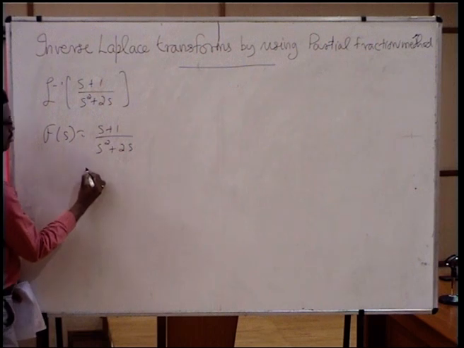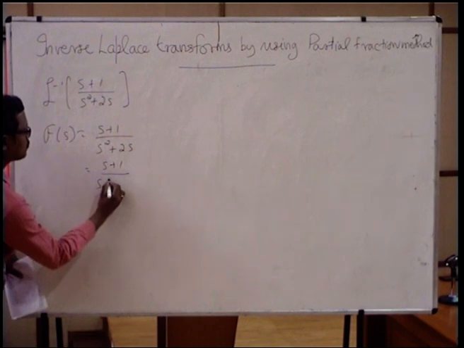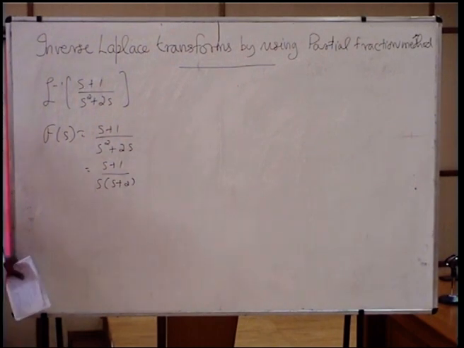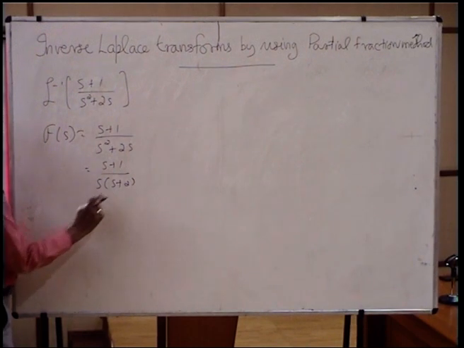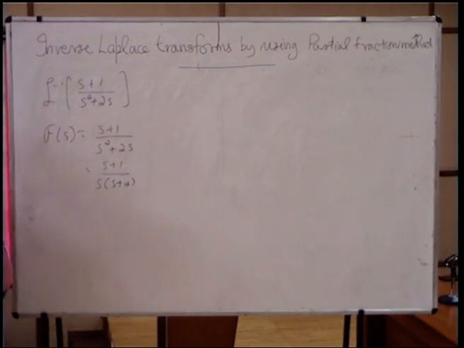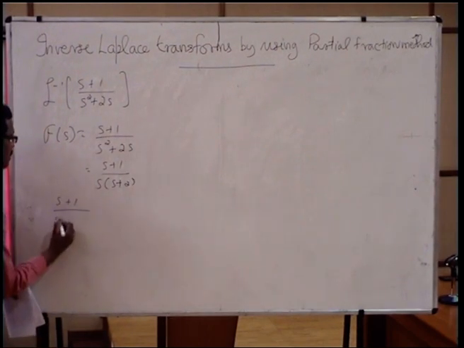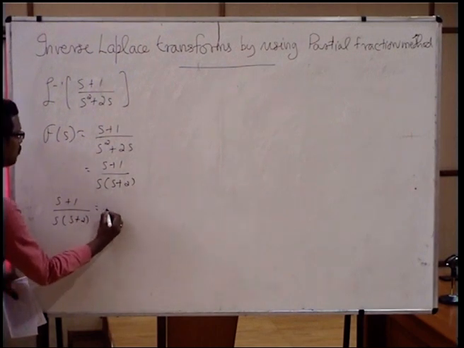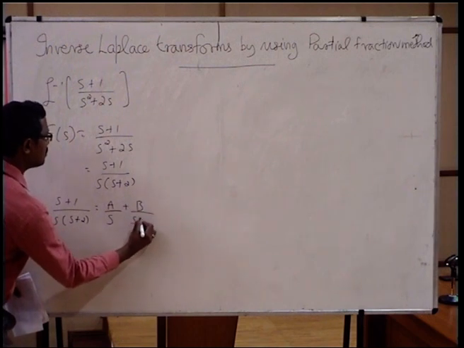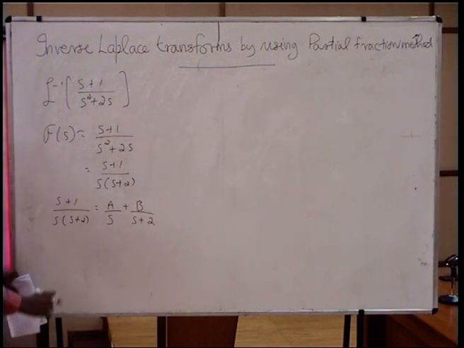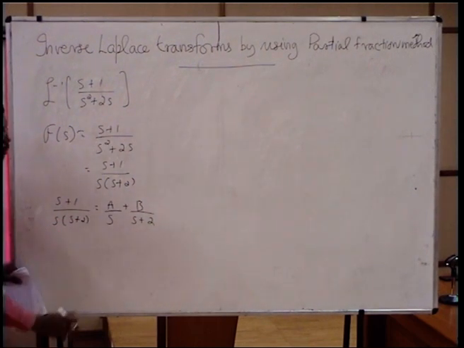Now, the denominator function s square plus 2s can be written as s into (s plus 2). And here, these two are linear factors. So, we can write (s plus 1) divided by s into (s plus 2) in the form a divided by s plus b divided by (s plus 2). Now to find values of a and b, take the LCM of the denominator.